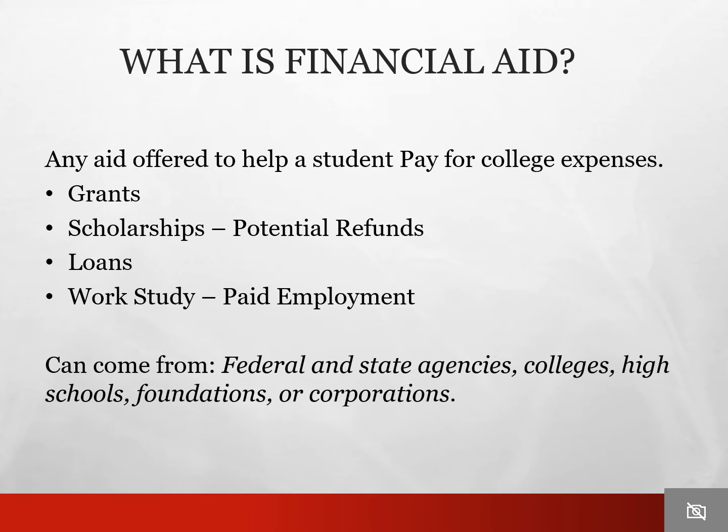Financial aid is any money that you are offered that will help you pay for college expenses. A lot of times students don't look at loans as financial aid, but at the end of the day they are. And this is money that can be applied to any of the career schools, four-year colleges, technical colleges, as well as community colleges. And they can come from pretty much anywhere. They can come from the federal or state. They can come from colleges themselves, high schools, as well as foundations and corporations. When we're going over the different ways you can find scholarships, corporations are going to be a huge source of where scholarships can come from.